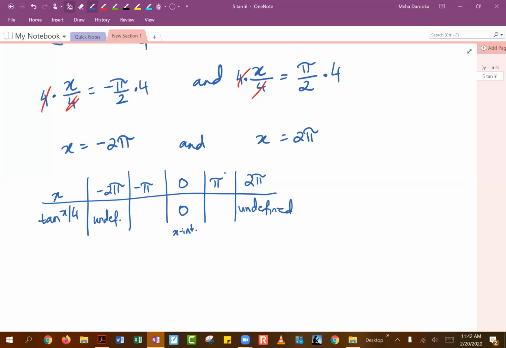So remember, the idea is you're going to be taking this value of negative pi and replacing the x in your function. So that would be y equals tangent of negative pi over 4. And what does that come out to be? And same thing for the other value of positive pi. So what is tangent of negative pi over 4?